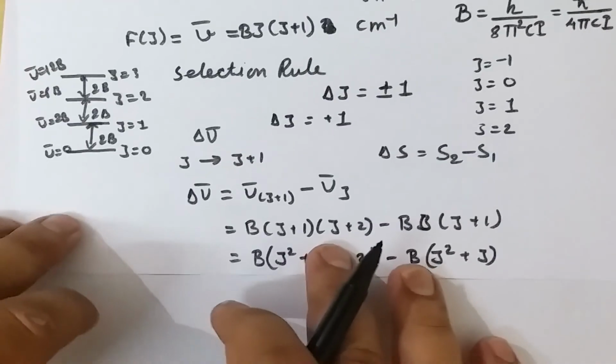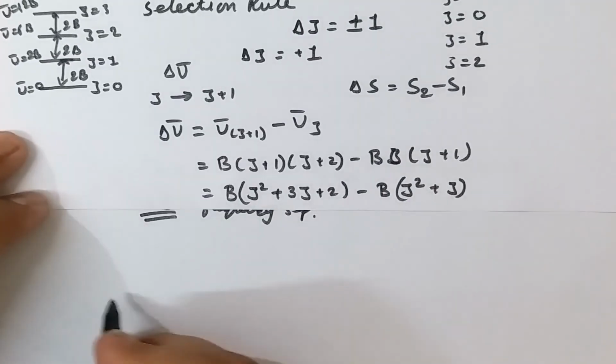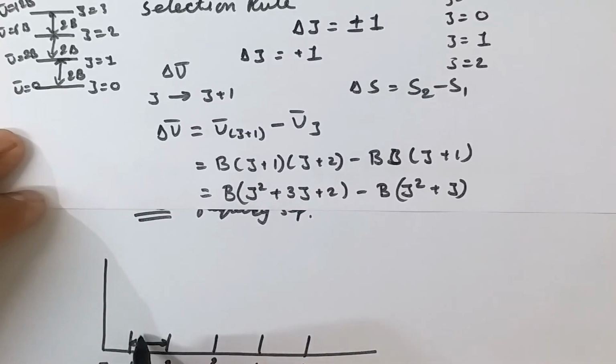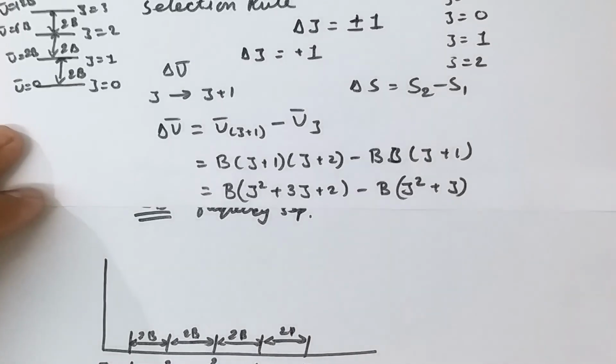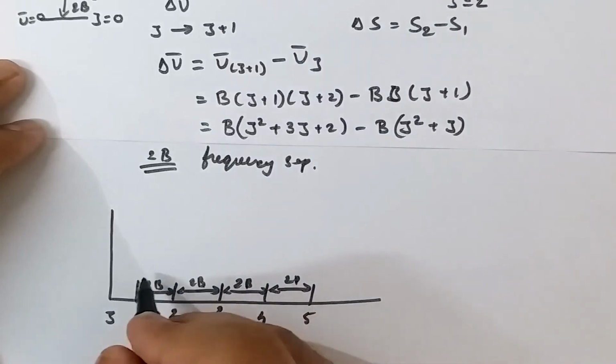If we represent this spectra in another way, horizontally, then we have J as 1, 2, 3, 4, 5 and so on. This spacing will be 2B, this spacing will be 2B, this spacing will be 2B, and so on. Hence the spacing between each spectral line is 2B.